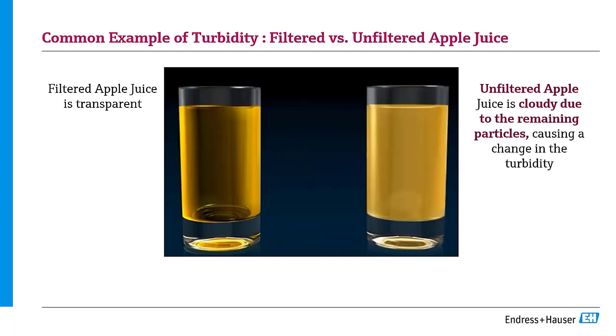A really nice example from the real world is shown right here, where on the left we have a glass of filtered apple juice. All of the particles have been removed and we see that the solution is transparent. Whereas when we compare to the glass of apple juice on the right, the unfiltered apple juice, we see that it's kind of cloudy, and that cloudiness is an example of turbidity. That cloudiness is the result of there being undissolved particles, parts of peels, little bits of the apple still in that apple juice.